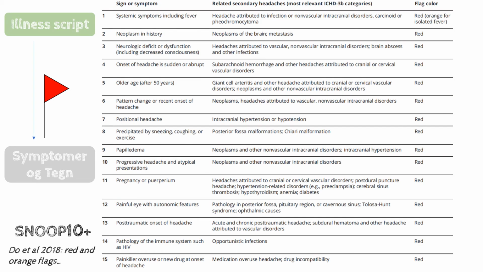Okay, so from each of these illness scripts, we can build a database of symptoms, right? Of red flags, symptoms and signs. And in headache in particular, we usually have this thing called SNOOP10, which is like a checklist of all of the things that we need to be aware of and ask about in our patients.